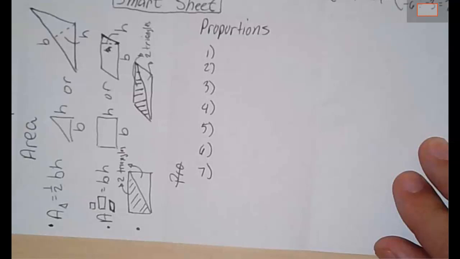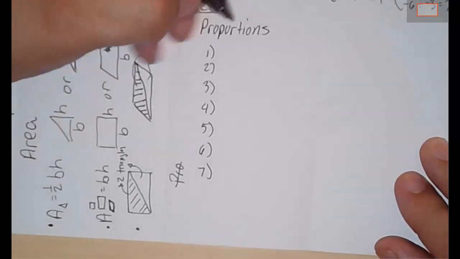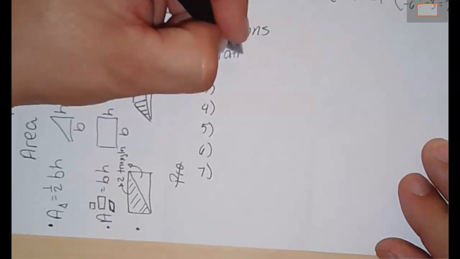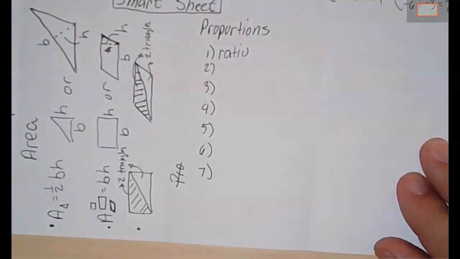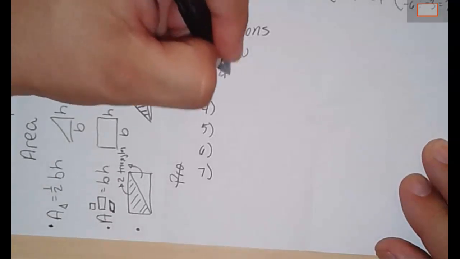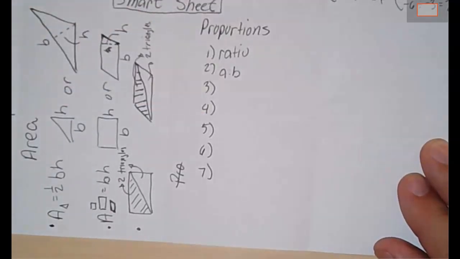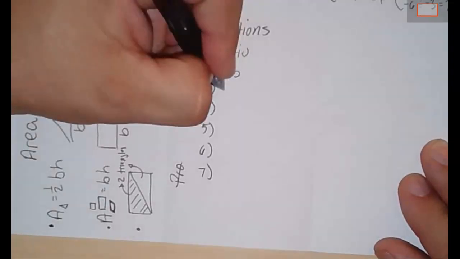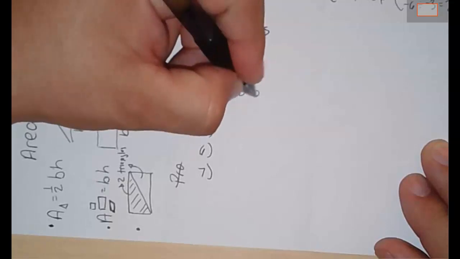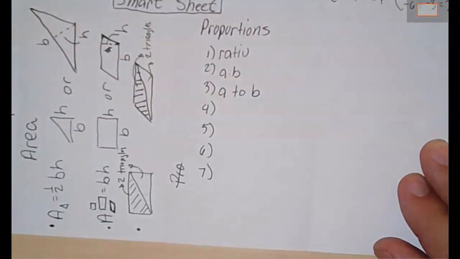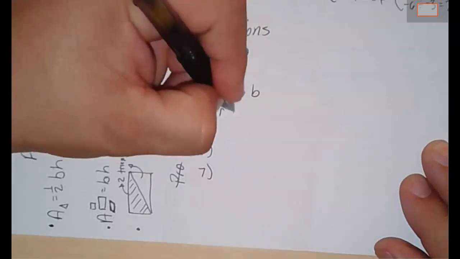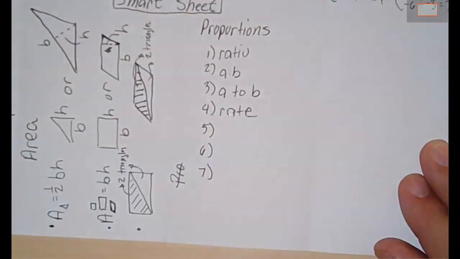Okay. But everything is related here to proportions. That's a cool thing, okay? So we got ratio, right? Two numbers being compared. We have that, A colon B, two numbers being compared. A to B, two numbers being compared, okay? A rate is also the comparison of two numbers being compared, okay?